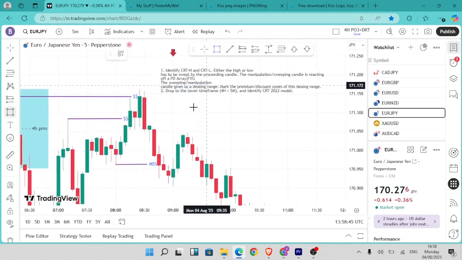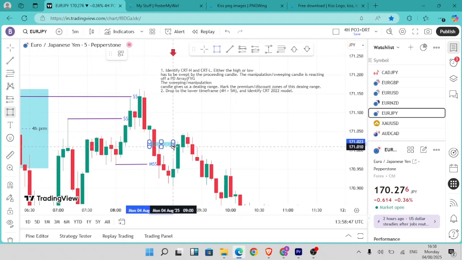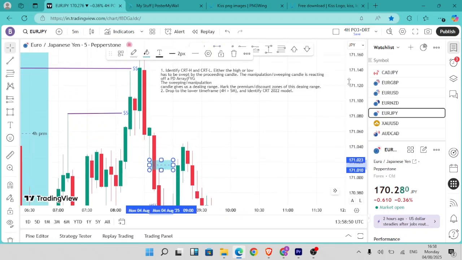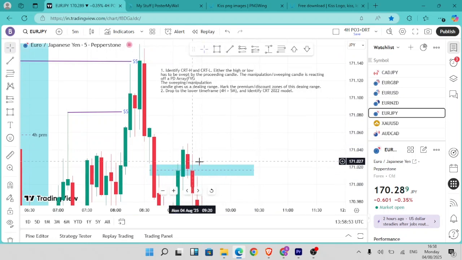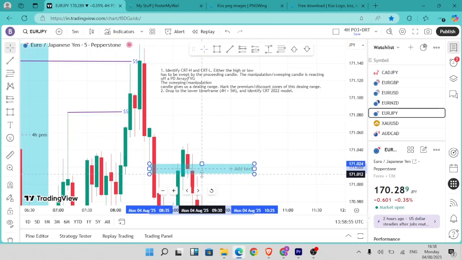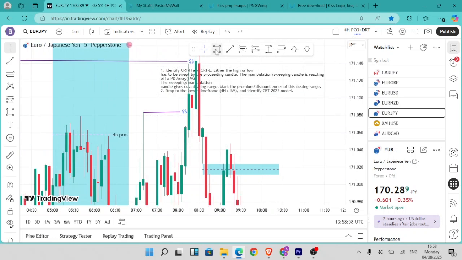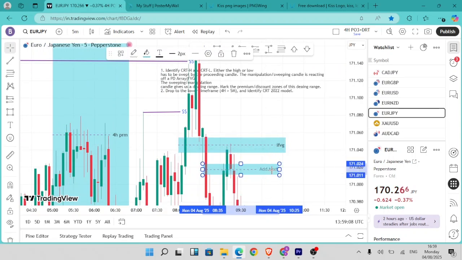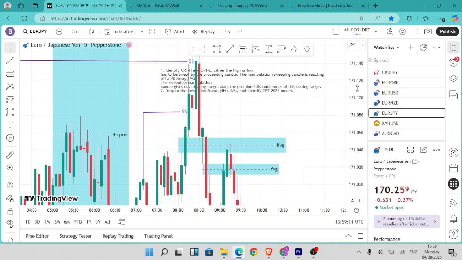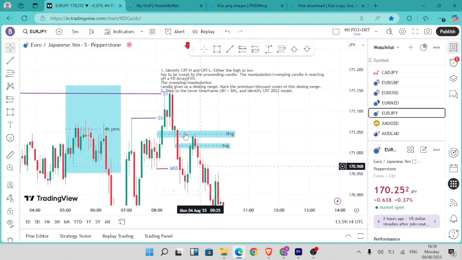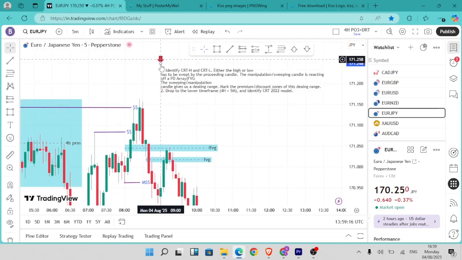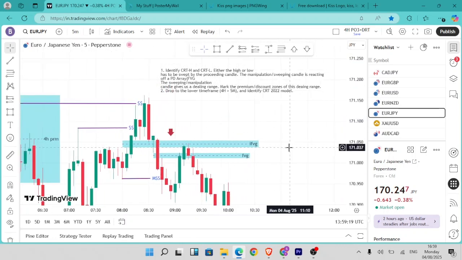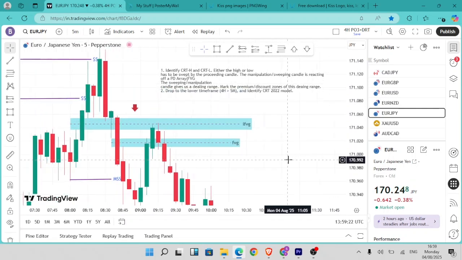In our case, we have a fair value gap, a tiny one, right there. And then an inverted fair value gap right here. So this is the IFVG and this is the FVG. As per the ICT model, these are your entry areas. Remember, the new 4-hour candle has opened, the one we anticipate to take trades on.